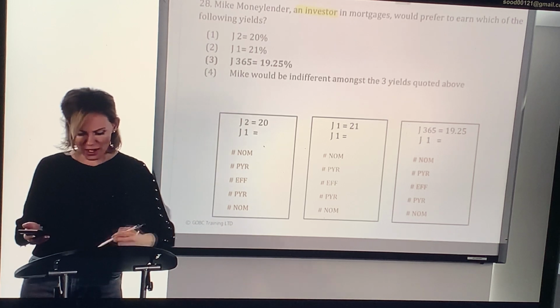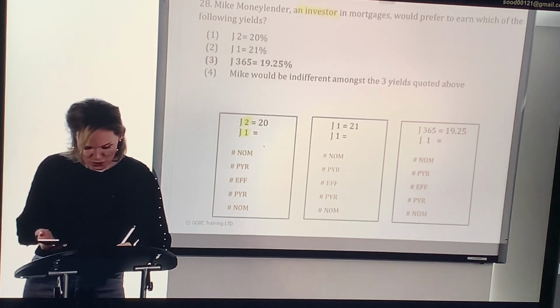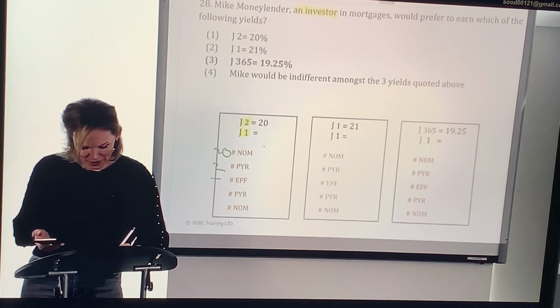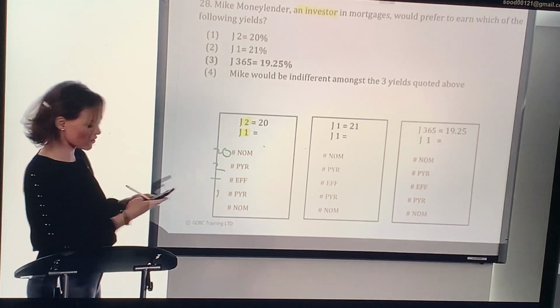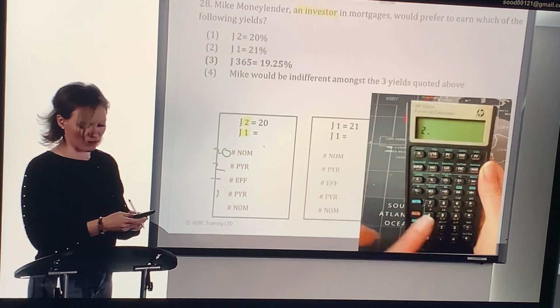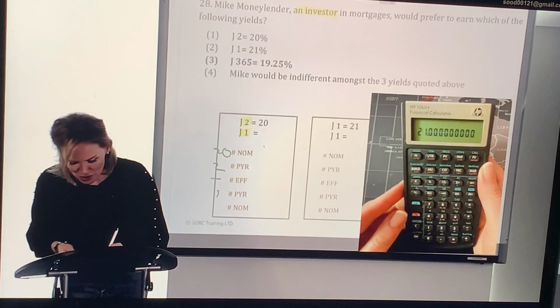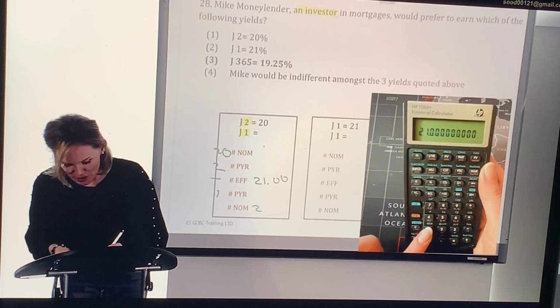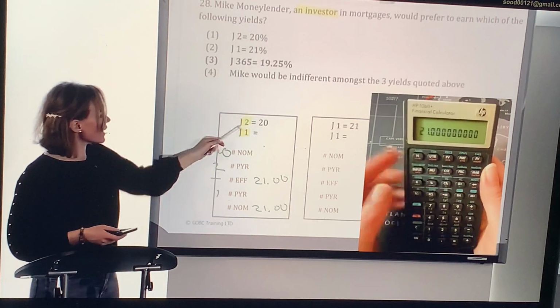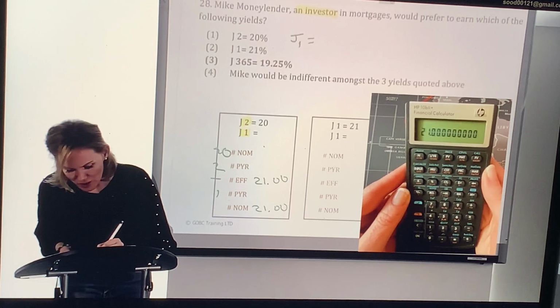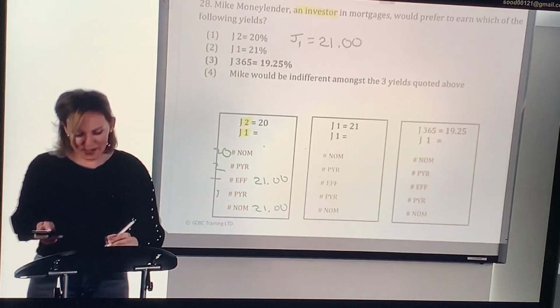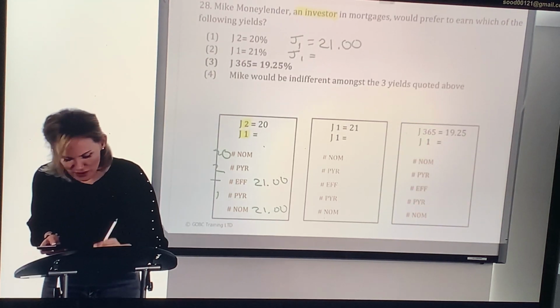Okay, so from 2 to 1, that's my job. So that's what I'm going to do right now. You can do half of the impairment if you want to, because it's the same thing. We're just looking. So 20 shift nom, and then 2 shift PYR shift effective. It comes up as 21.00, hey, same thing. So if I convert it to J1, the first option comes up as J1 equals 21%. Second option is already in J1 and it says it's 21% too.